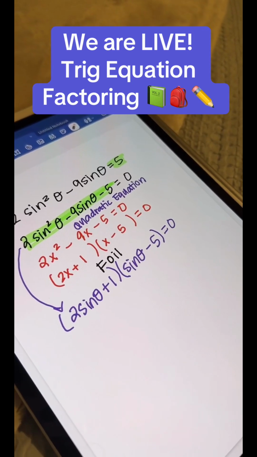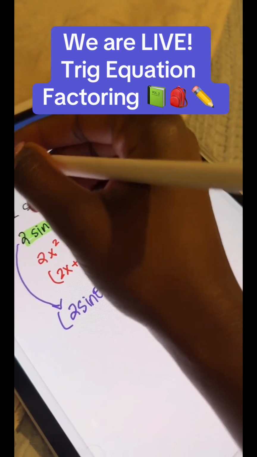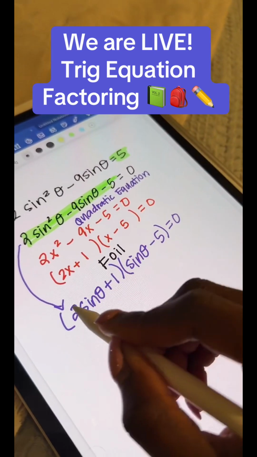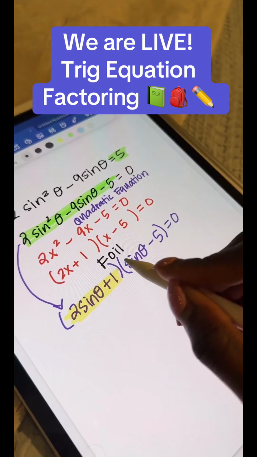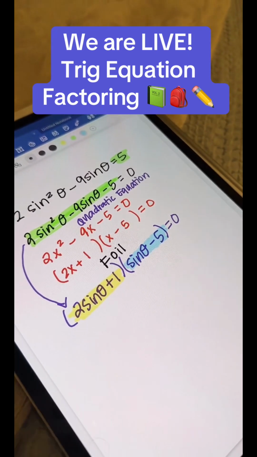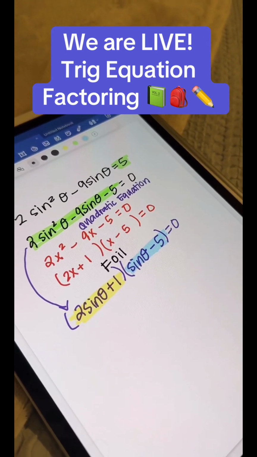So now go through and take each factor. Here's a factor, 2 sine of theta plus 1, and also your second factor, sine of theta minus 5. You're going to set them equal to 0, and you're going to solve.